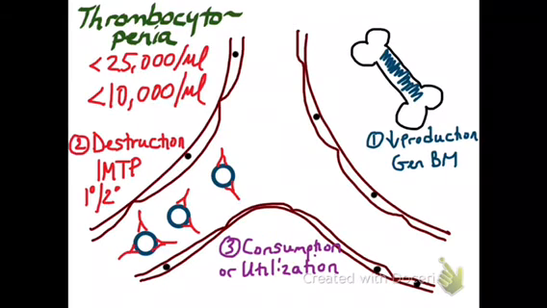Consumption or utilization thrombocytopenia can occur with hemorrhage, vasculitis, or DIC. With hemorrhage, the platelets are consumed with clot formation and trying to stop the bleeding.